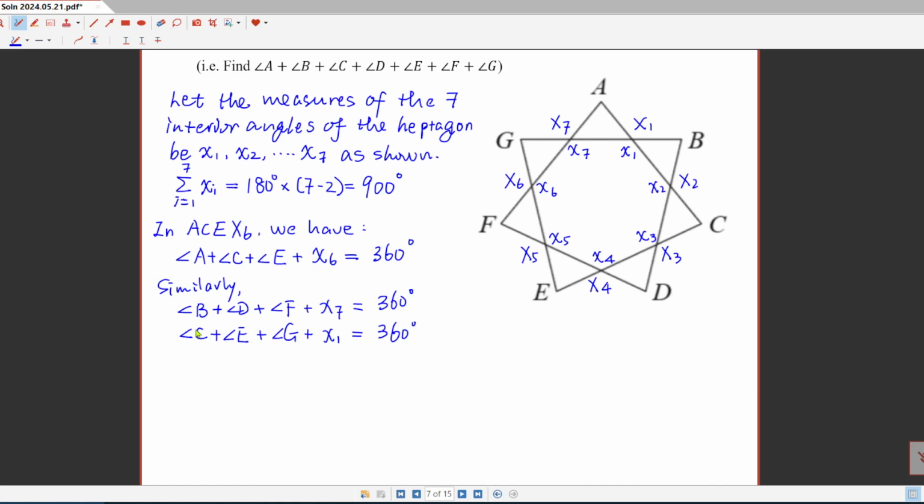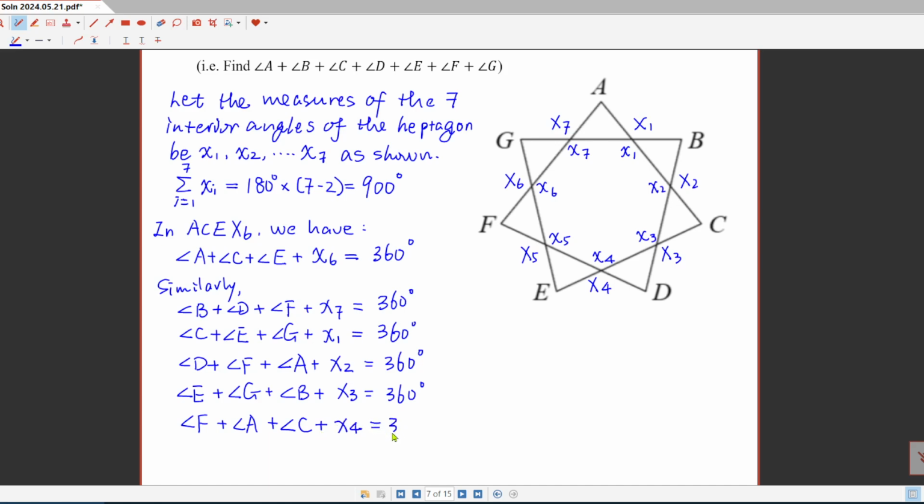So following this pattern, we also have angle D plus angle F plus angle A plus x2 equals 360 degrees, and angle E plus angle G plus angle B plus x3 is also 360 degrees, and angle F plus angle A plus angle C plus x4 equals 360 degrees, and angle G plus angle B plus angle D plus x5 equals 360 degrees.